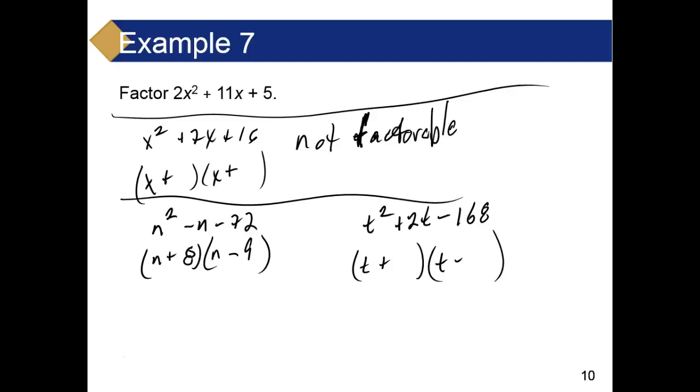Which is going to go with what sign? Yeah, because it's bigger and this sign wins. The plus wins in between. So this will be 14 and this will be 12.